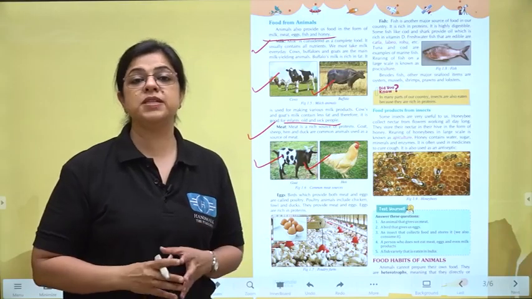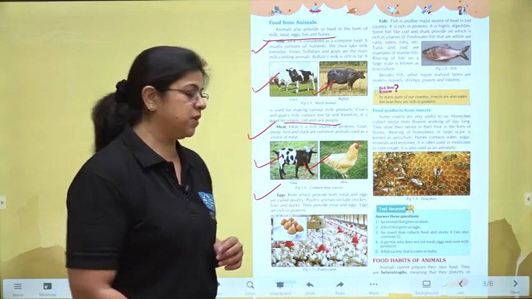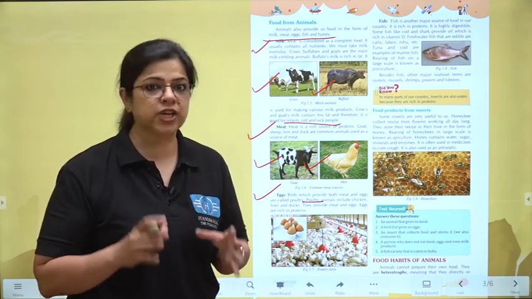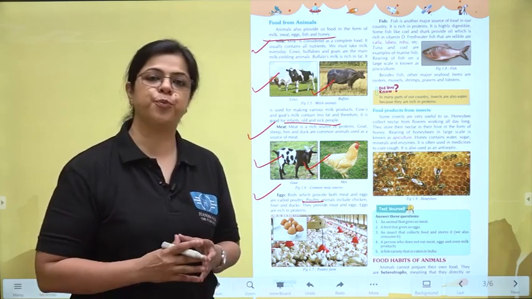There are some animals which give us both meat and eggs. These animals are called poultry animals. Poultry animals include chicken, fowls and ducks. Eggs are a rich source of protein.